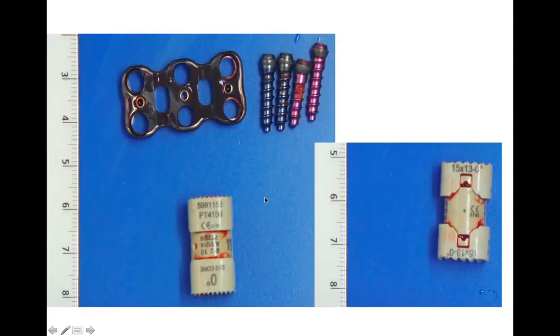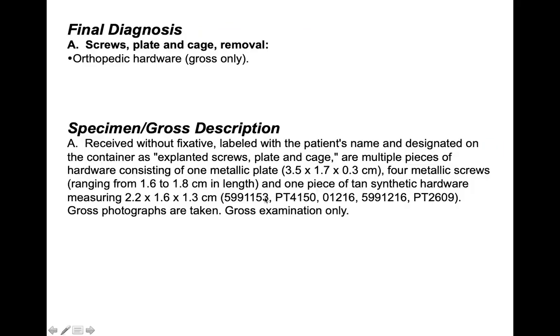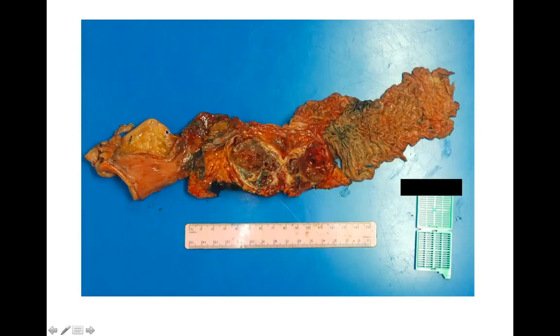And then we have another picture of hardware. This looks like, again, some orthopedic hardware. It was described by, you talk about the different serial numbers, and you mention those. You take measurements, and again, it's signed out as a one-liner: orthopedic hardware, gross only. Boom, next case.